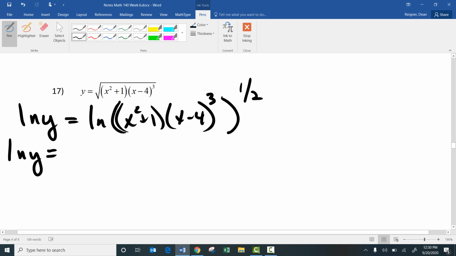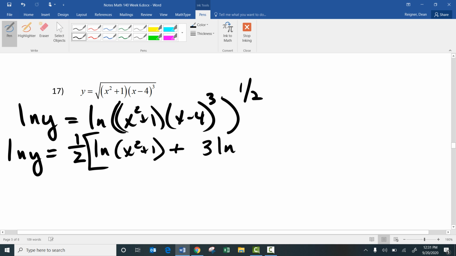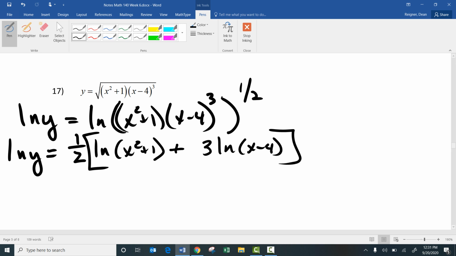This 1/2 can go in front like that, and then ln, so we'll put a little bracket there. And then the first thing is this x squared plus 1. And then since it's multiplication, that means a plus. So now this 3 is going to go in front here, and then we'll have natural log of x minus 4, like that. So this natural log gets distributed to both of them, and then it's plus because it's multiplication. Okay? So now we're ready to take the derivative of both sides.